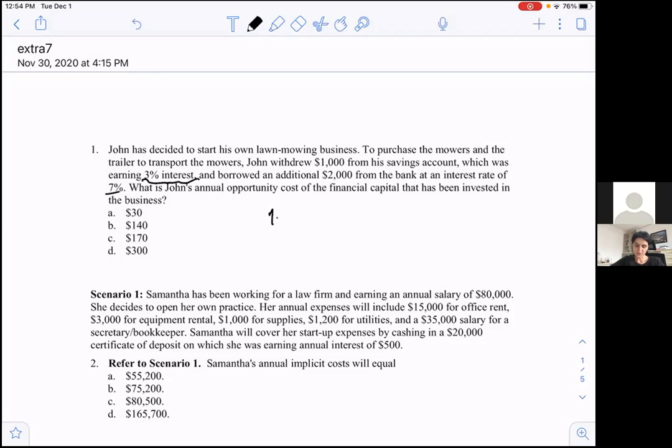Okay, so 1,000 times 3% plus 2,000 times 7% are the opportunity costs. Okay, so due to this business, withdrawing the monies leads to that. Okay, so this is 170. So this is option C.